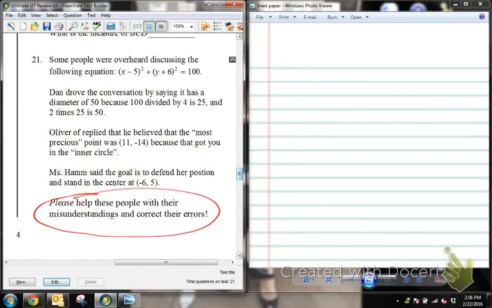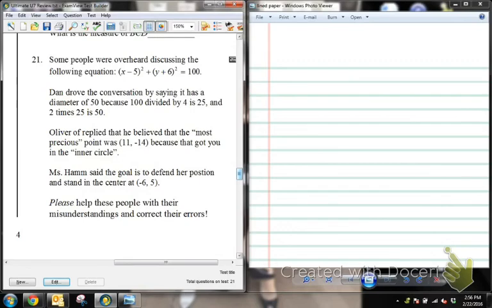In other words, based on that statement, all 3 of these people made mistakes in their statements. So we have to look at each one individually, and I'm going to look at what Dan said first here, and I'll let you try the other 2 on your own. For Dan, it says, Dan drove the conversation by saying it has a diameter of 50 because 100 divided by 4 is 25, and 2 times 25 is 50. So he's kind of on the right track.